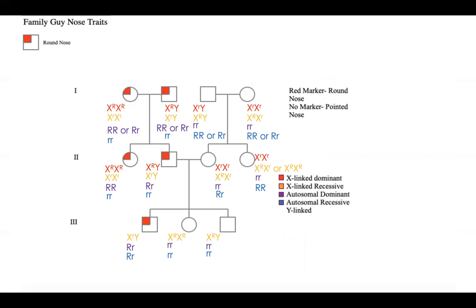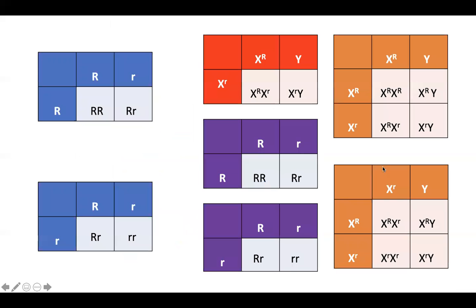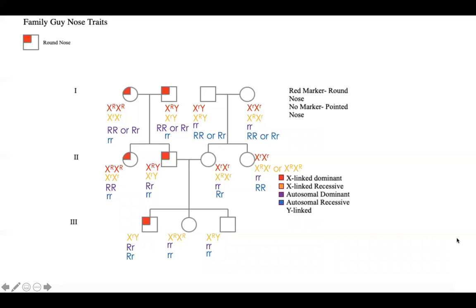When we go to X-linked recessive, everything checks out from generation one to generation two, even providing some possible modes of variation. And then from generation two to generation three, as we can see, Peter has X^r Y and Lois X^R X^r. That provides females with both pointed and rounded noses, and males with both pointed and rounded noses as well. Therefore, this allows for Chris to have a rounded nose, and then Stewie and Meg to have pointed noses.